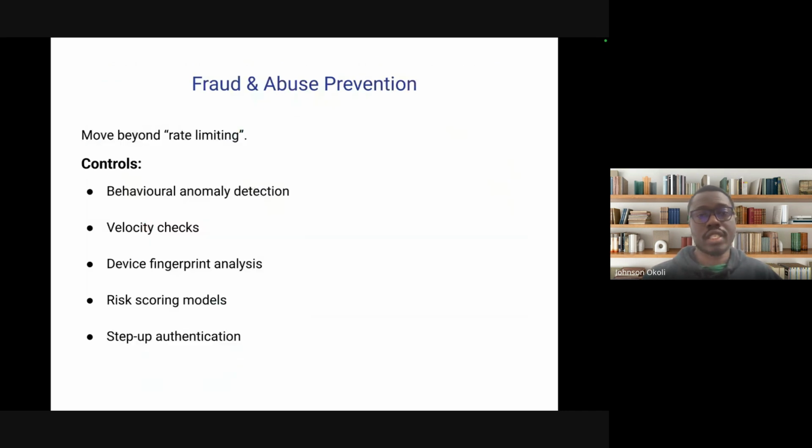Then fraud and abuse prevention. We saw that earlier. So you should have systems in place beyond your rate limiting. You should also have a system in place that would help detect anomalies. For instance, someone logged in from a certain location, and then we are having a varying pattern in a particular user's transaction. That should also be flagged.